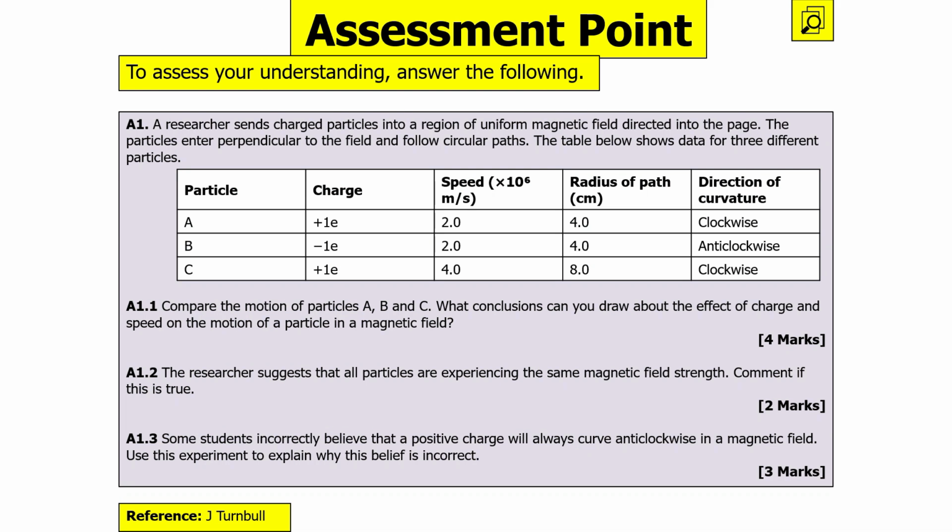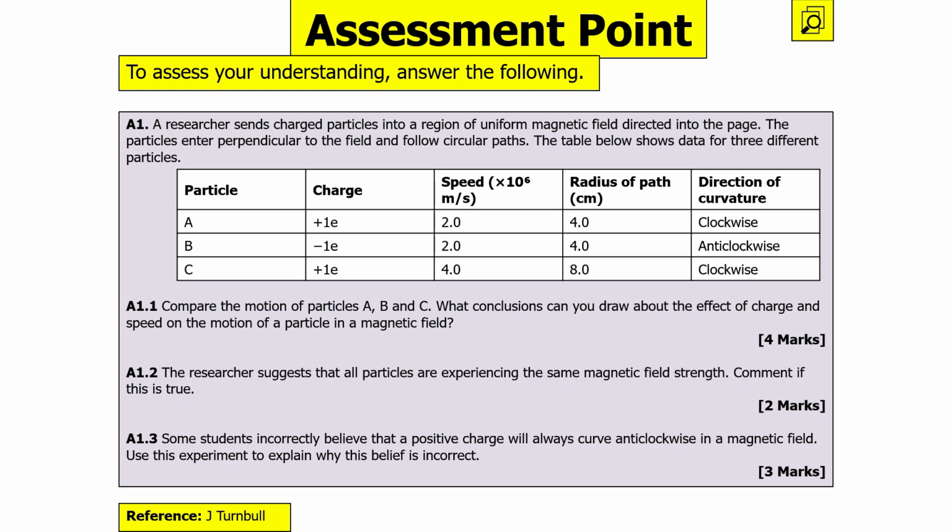A researcher sends charged particles into a region of uniform magnetic field directed into the page. The particles enter perpendicular to the field and follow circular paths. The table below shows data for 3 particles. Compare the motions of particles A, B and C. What conclusions can you draw about the effect of charge and speed on the motion of the particle in the magnetic field?